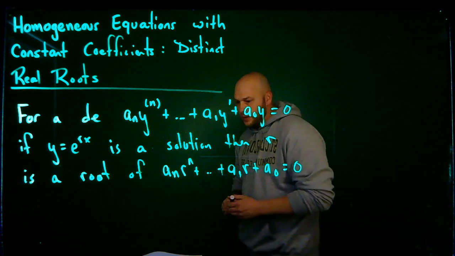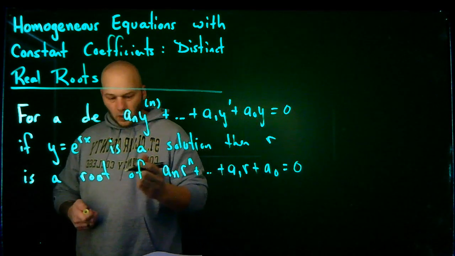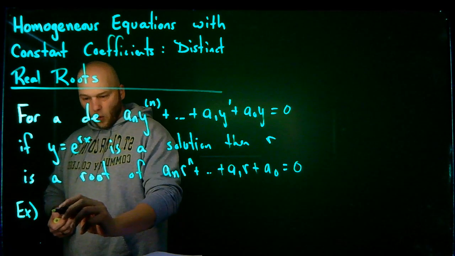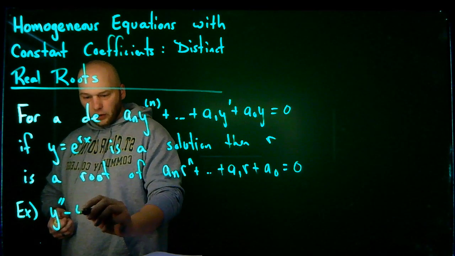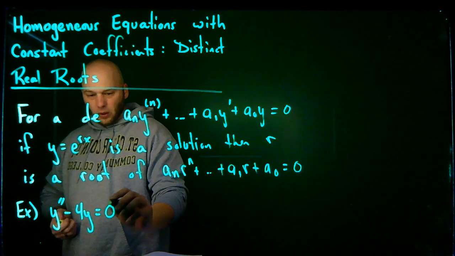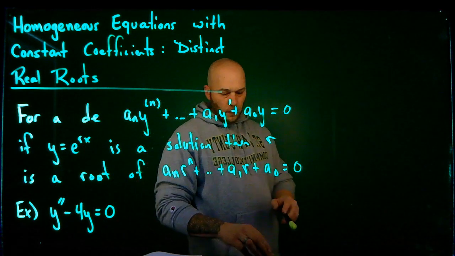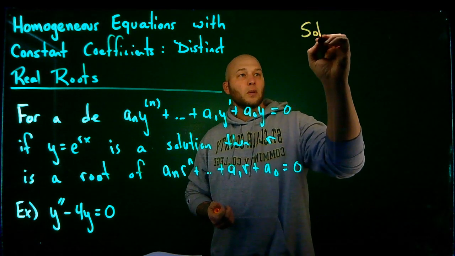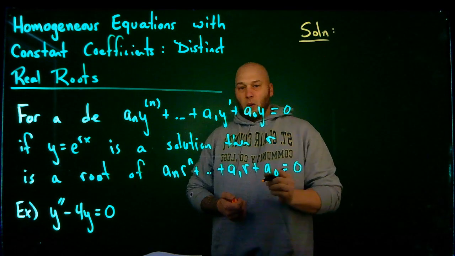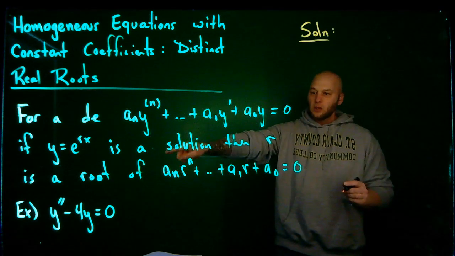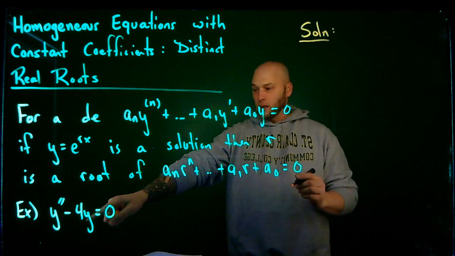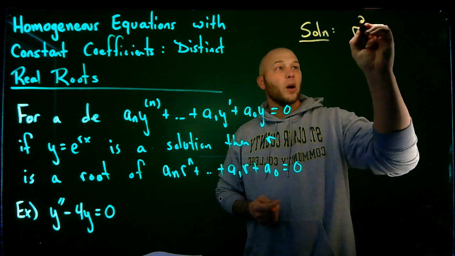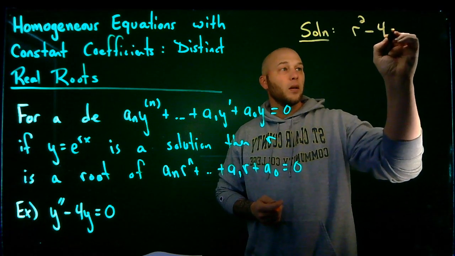So let's go ahead and take a look at some examples. First example. Let's say I want to look at y double prime minus 4y is equal to 0. So I want to solve this differential equation, and here's the solution. We go from the differential equation to the characteristic equation. So the characteristic equation of this differential equation would be r squared minus 4 is equal to 0.